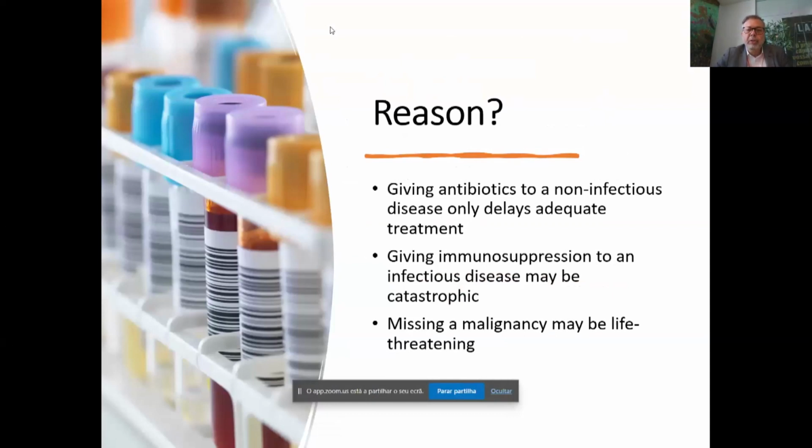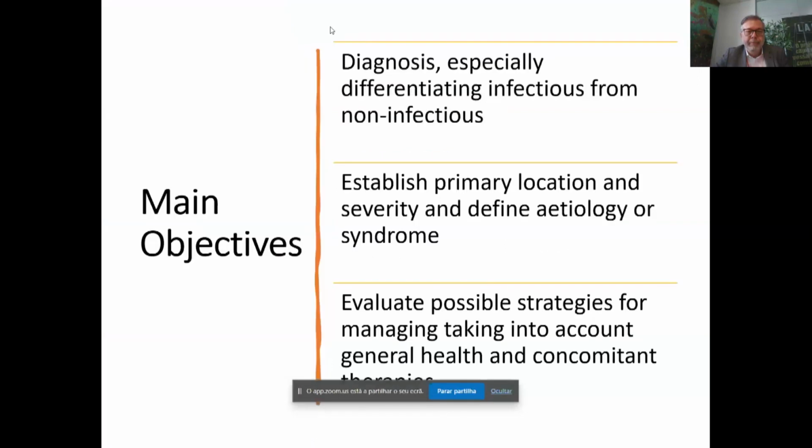Because if you give antibiotics to a non-infectious process, you delay the adequate treatment. If you give immunosuppression to an infectious disease, you end up with a catastrophic outcome, and you may be missing a malignancy in the case of a masquerade. So the main objective is diagnosing, especially differentiating infections from a non-infectious uveitis, establishing the primary location of the process, which we'll talk about a bit later on, and then how severe, and if possible, establish a syndromic diagnosis for that uveitis, even though etiologically it may not always be possible.